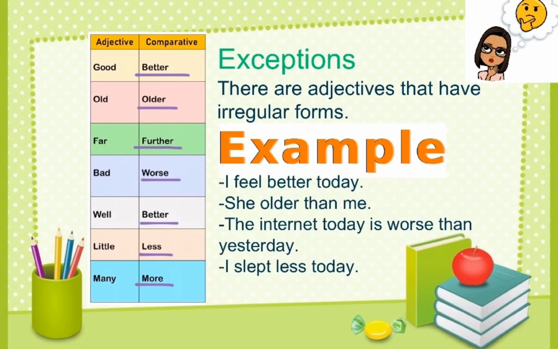Let's look at some examples here below. It says, I feel better today. Better would be my adjective. Older than me. The internet today is worse than yesterday. I slept less today. You don't say little, less.